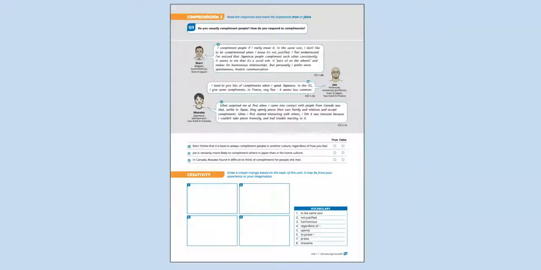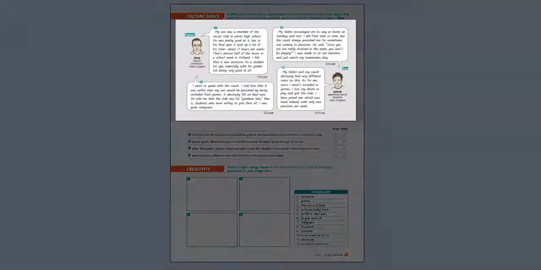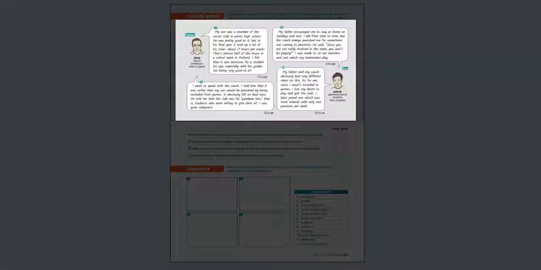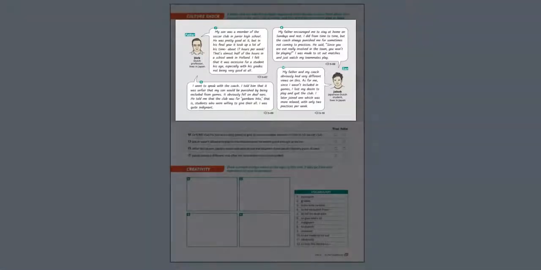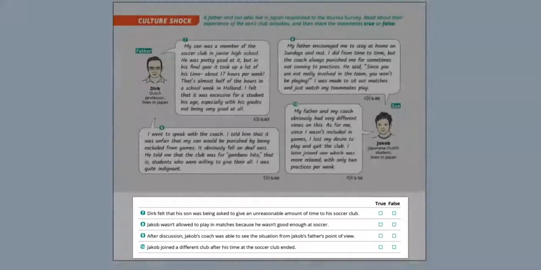Comprehension 3 and Culture Shock section. This section introduces an additional Ibunka survey question. In some units it's called Comprehension 3, but in most lessons it's called Culture Shock. Here you will find examples of culture shocks that arise from the cultural differences discussed in the unit. Answer the true or false questions in the same way as in Comprehension 1.